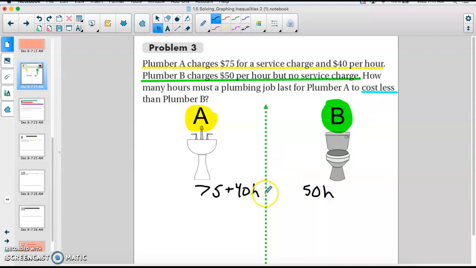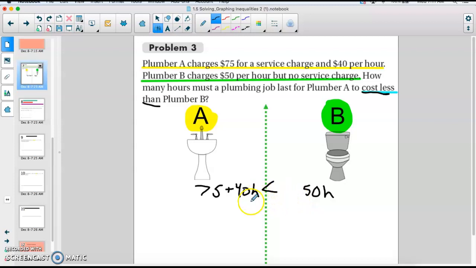Okay, now what sign goes in the middle? In the past, it's been an equal sign, but we want plumber A to be less than plumber B. So we're going to put a less than symbol here. We want A to be smaller than B.